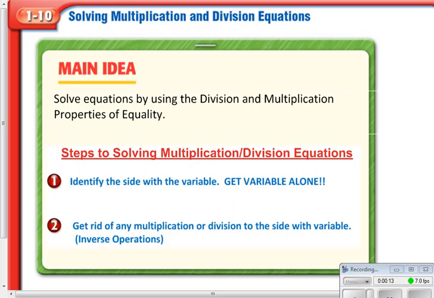The first step is again to identify the side with the variable. Remember, the sides are distinguished by the equal sign. And the whole purpose of solving equations is to get our variable alone. Second step is what changes today. Instead of adding and subtracting, we're multiplying and dividing. So to get rid of any multiplication or division, to the side with the variable. And again, this is done using inverse operations. So if it's being multiplied, we need to divide.